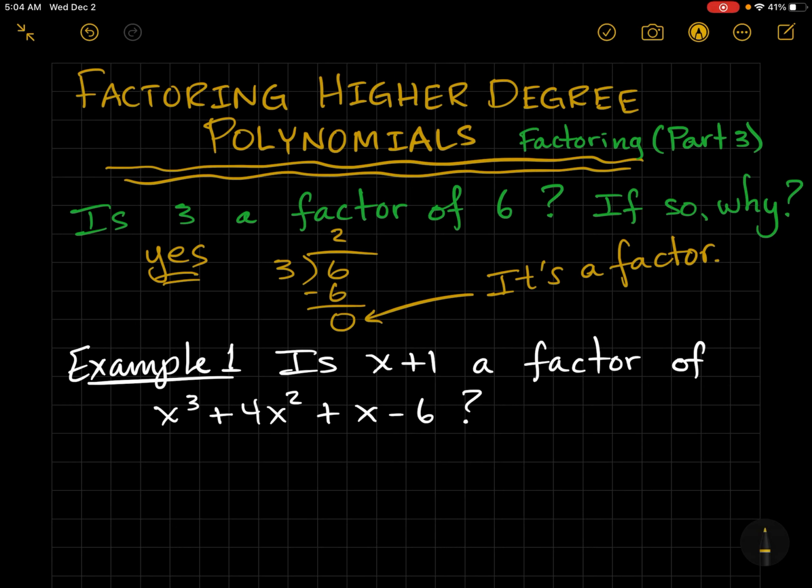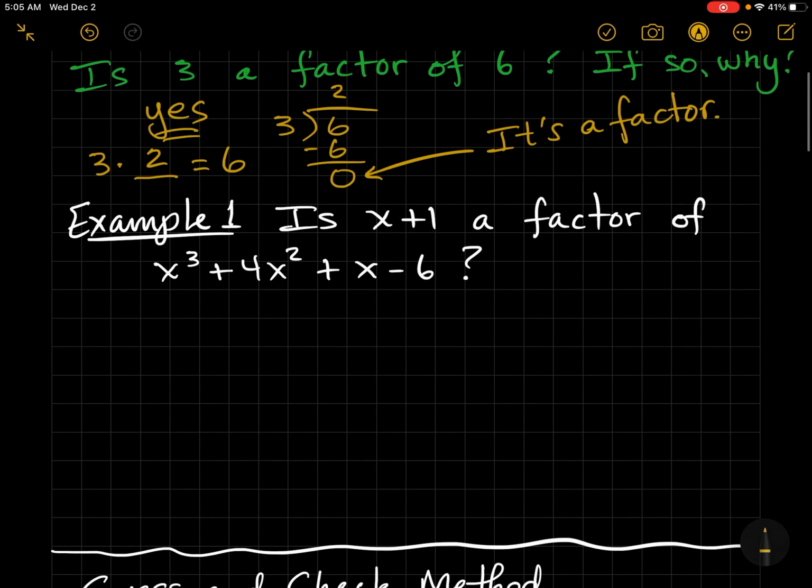We also say that if it goes in evenly, or the genuine definition is if you can find another number to multiply by that'll give you that number, then it's a factor. In fact, they're both factors. And there's different ways to factor numbers. We could do prime factorizations and so forth and so on. But today, we're going to be looking at factors of polynomials.